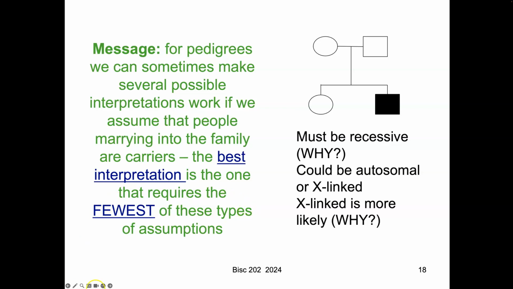Okay. So as I've been saying, I've said this a few times, so I probably don't even need to repeat it: sometimes there are several possible modes of segregation that could be the case. And so the best interpretation is the one that requires the fewest of those kinds of assumptions, right? So in this case, we've got a pedigree. It must be recessive. There's no question about that.